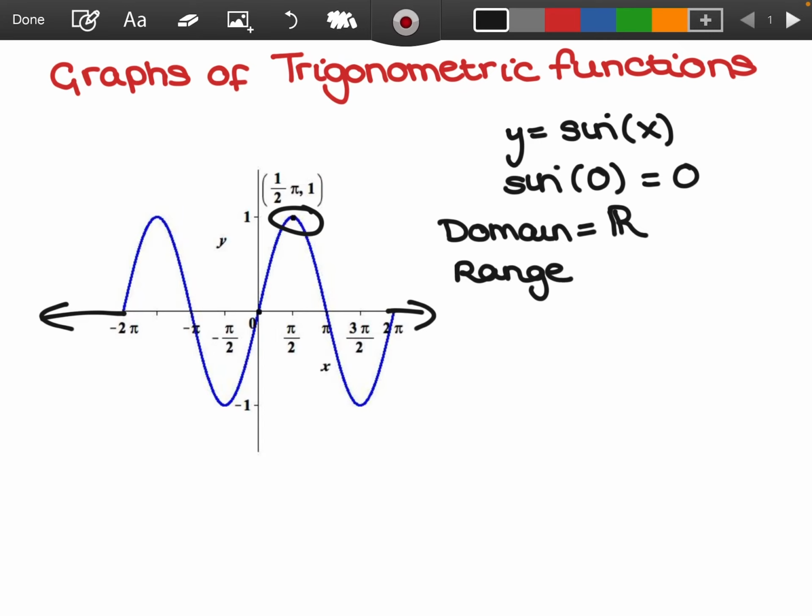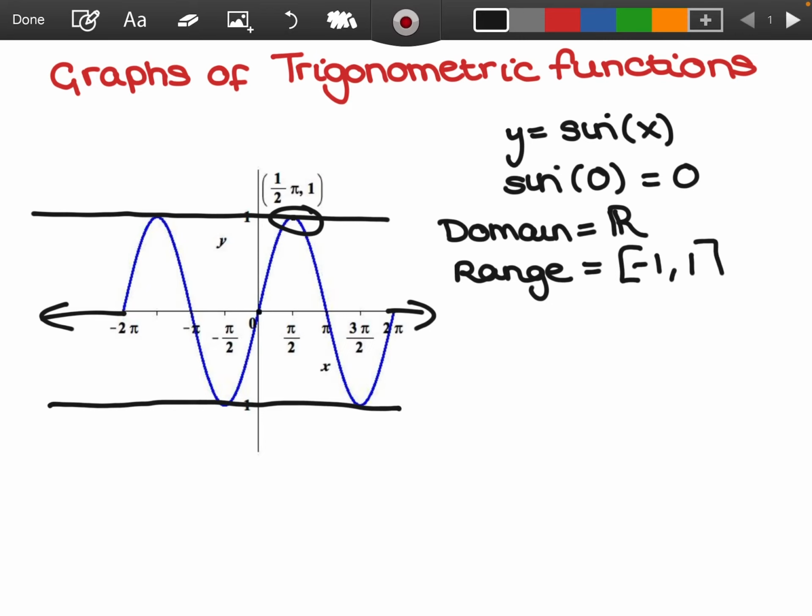What about the range? What is the range of my function? What possible values can I get out of this, bearing in mind what I put in? Well, the largest value that I can get out is 1. The largest sine value that I get for any input is 1. That's as high as this graph goes. The lowest value I get is negative 1, which tells me that my range is negative 1 to 1.